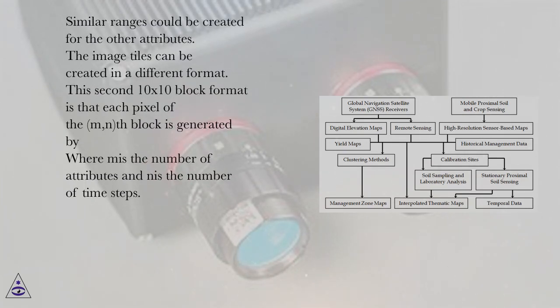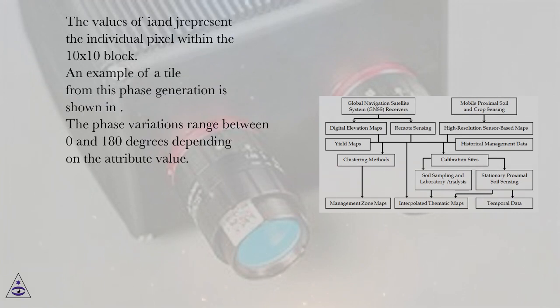The image tiles can be created in a different format. In this second 10 by 10 block format, each pixel of the mth, nth block is generated by the given equation, where M is the number of attributes and N the number of time steps. The values of the indices represent the individual pixel within the 10 by 10 block. An example of a tile from this phase generation is shown in the figure.